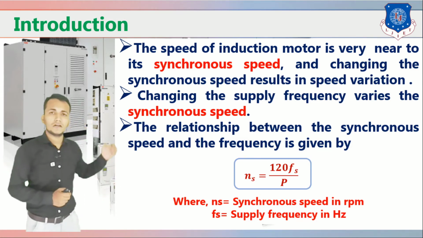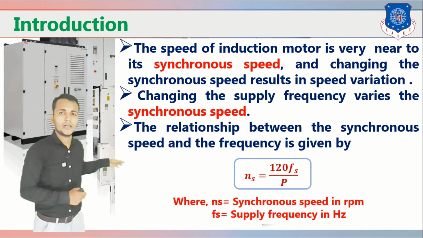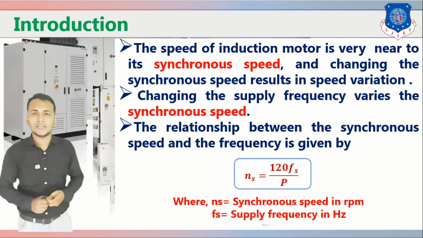So that is a basic introduction of this chapter, how we can vary the speed of an induction motor. In this introduction we have discussed the basic speed equation, Ns is equal to 120 fs divided by P.